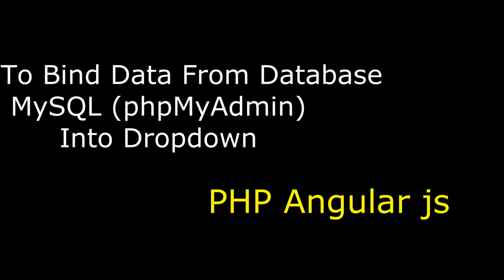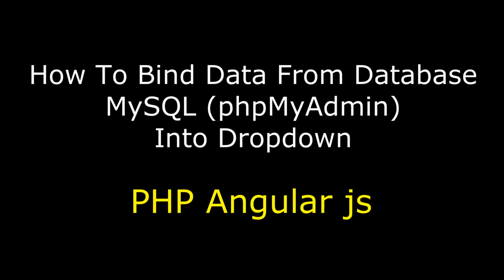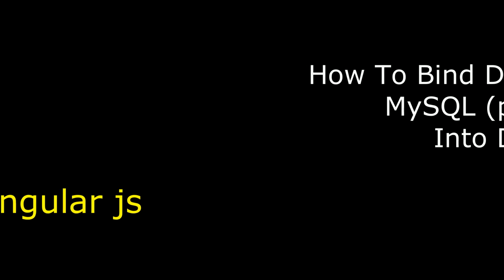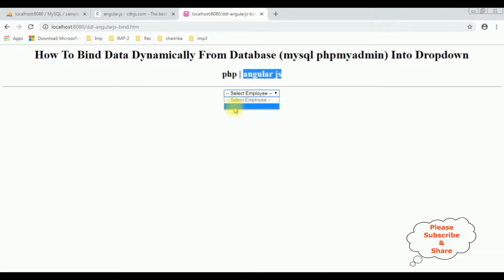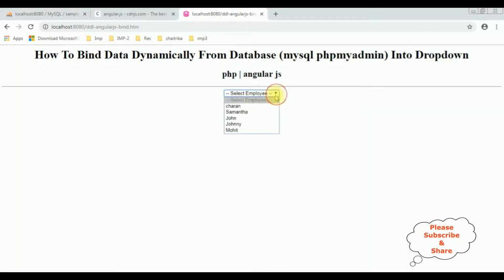This is Charan. In this video I will show you using AngularJS and PHP how to bind data dynamically into drop-down select option from MySQL phpMyAdmin database. Right now the drop-down is empty. I'm reloading the browser. Once I reload, see, we got the data from database: Charan, Samantha, John, Johnny and Mohit. Here we have bound the EMP name data into this drop-down control using AngularJS.